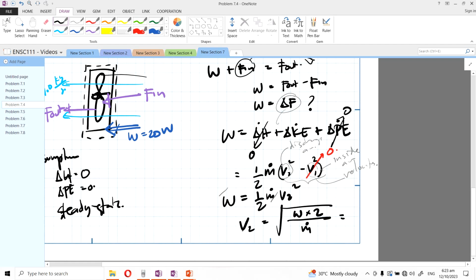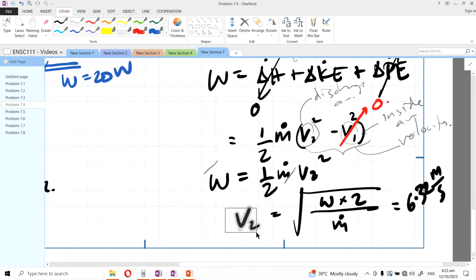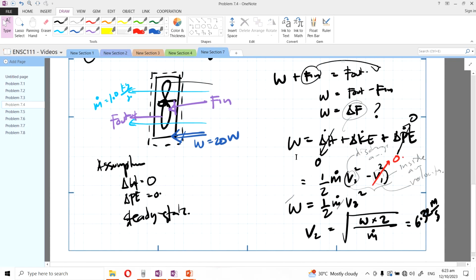is 6.32 meters per second, right? So that's the answer. Okay, so for the units, of course, this is a unit of velocity. So that means we are expecting a unit of velocity that is in meters per second.